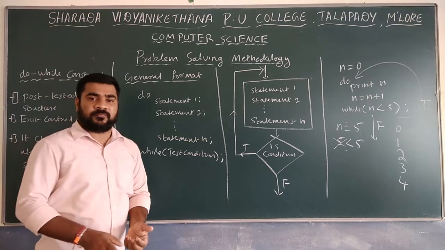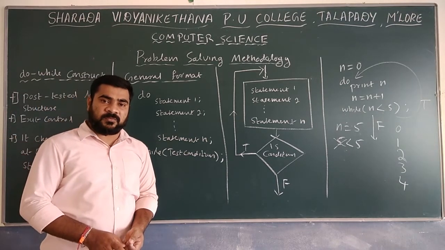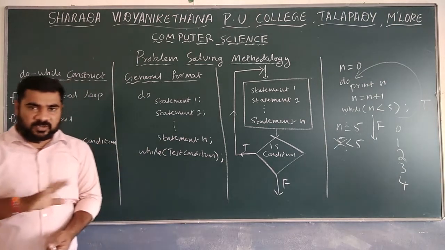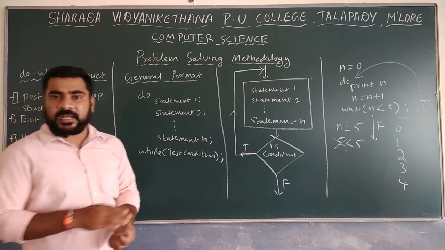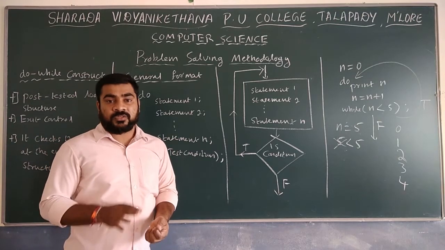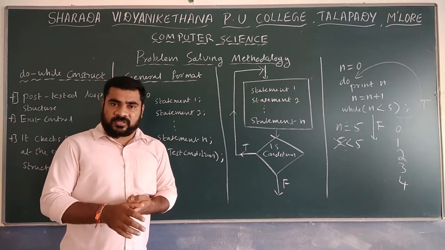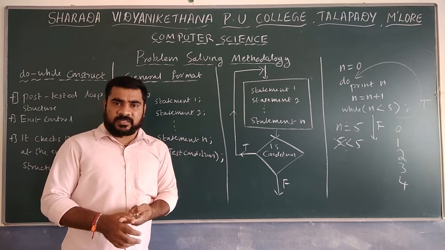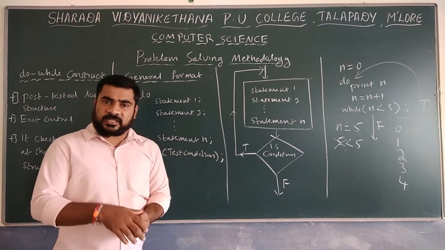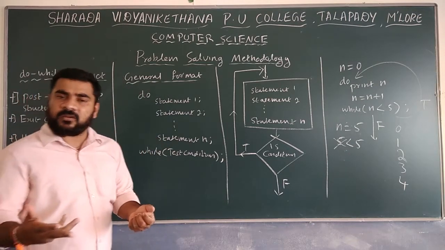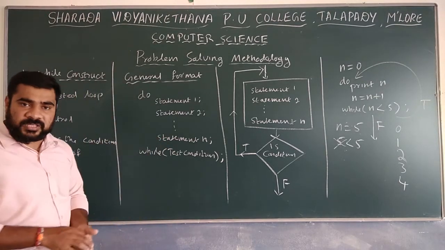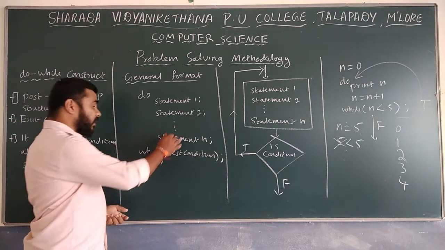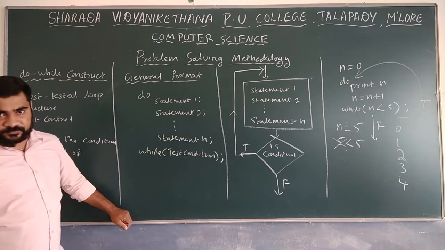Any statement you can write. Inside the do while you can write a while also, that is not an issue. Inside it you can write an if, if else, anything, and a switch is also possible. A switch is also a statement, a selection statement. Inside the do while you can write one more do while. That is not an issue at all. Any number of statements is possible to write. After writing the statements, next we have to check the condition.